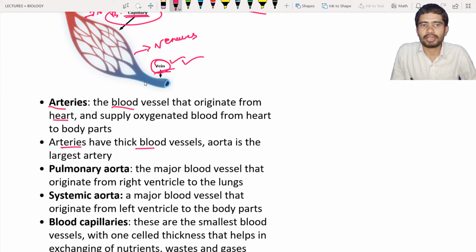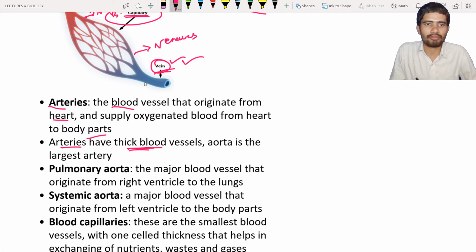Why are the arteries the thicker blood vessels? Because they have to withstand the pressure. A huge amount of blood pressure is coming from the heart, so to withstand it, the artery walls should be thicker. What happens if the artery walls are not thicker? They burst, due to the pressure exerted by the heart.